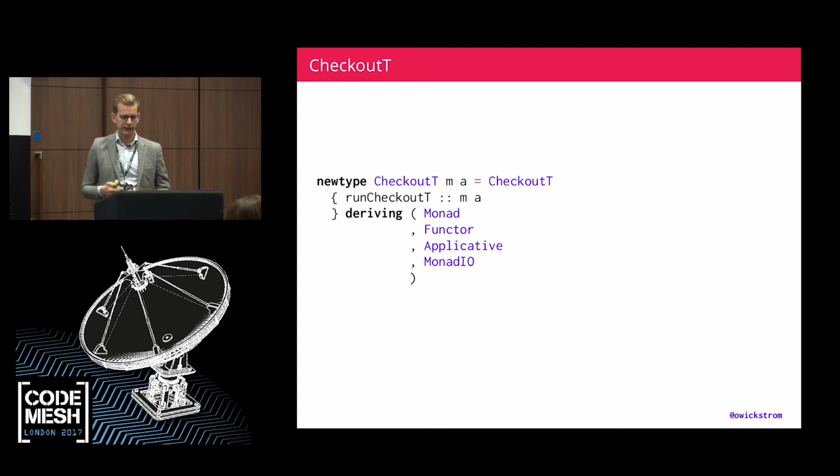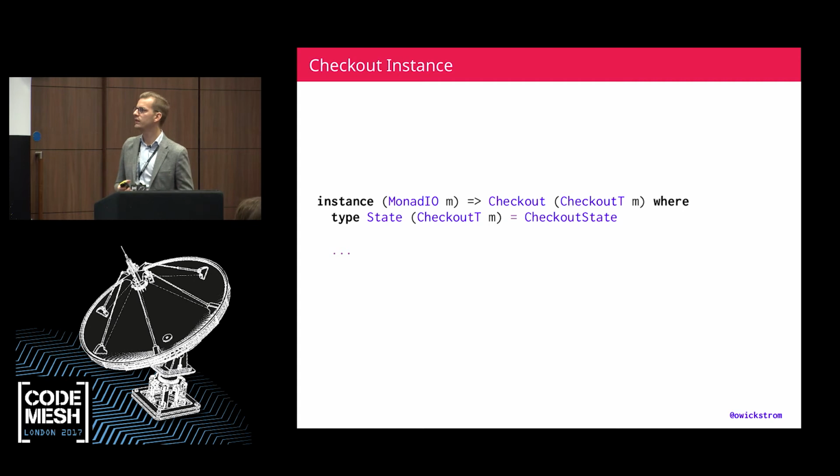Given that we have this new type, CheckoutT, this is the MTL stuff you just have to do, with a bunch of deriving and boilerplate. Then we can create an instance. And here comes the tying things together part. So CheckoutT is an instance of checkout. And we say that the state type for this instance, for CheckoutT, is the CheckoutState data type, the GADT that I showed you before. So here we link everything together and say, when we run this, the concrete type will be this GADT.